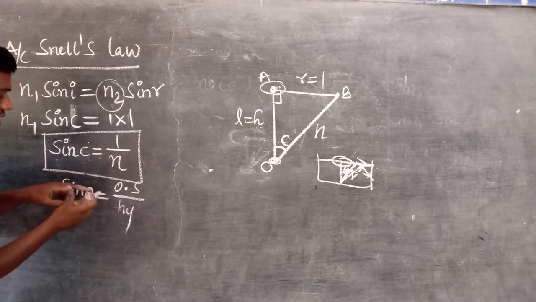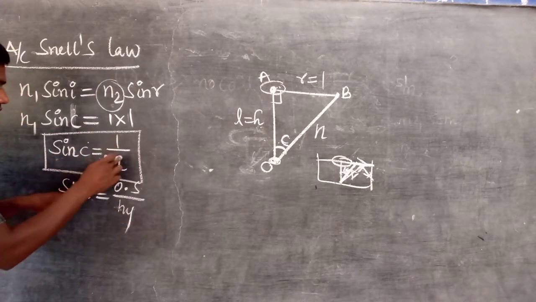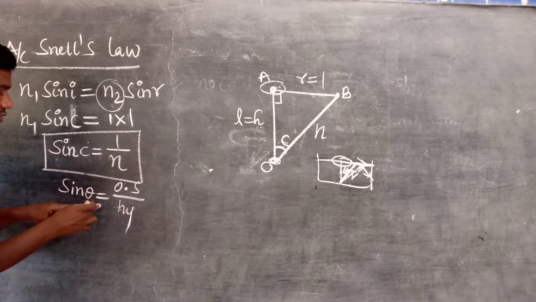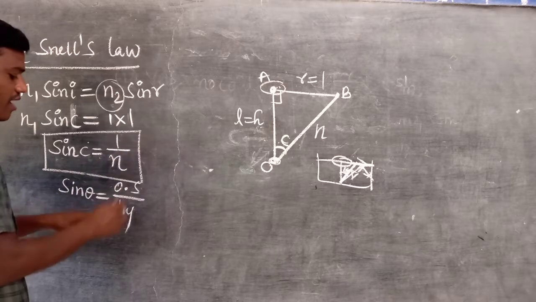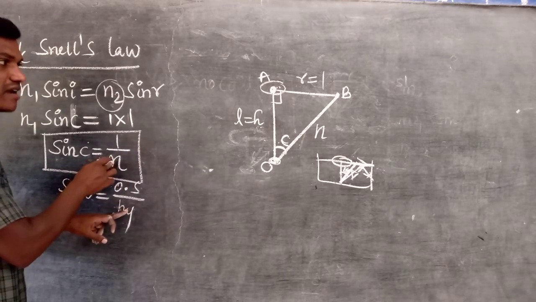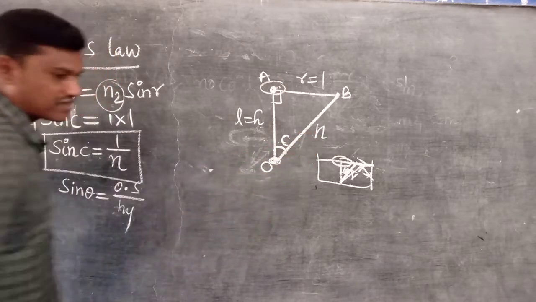Now sin C equals to 1 by n is compared with this equation. Then what will happen? So the opposite side is 1. Hypotenuse is nothing but n, the refractive index. That is why we are writing n here.